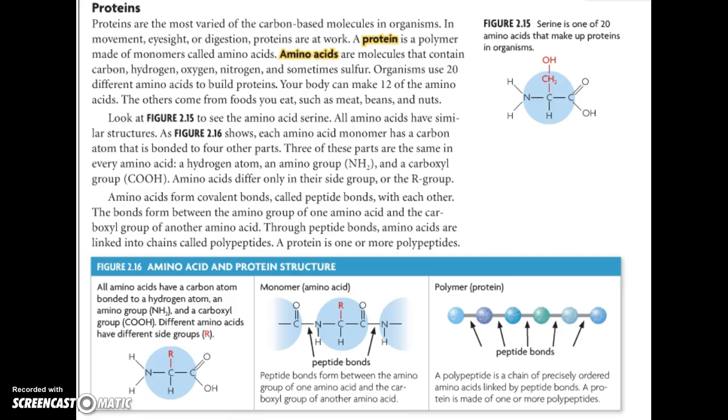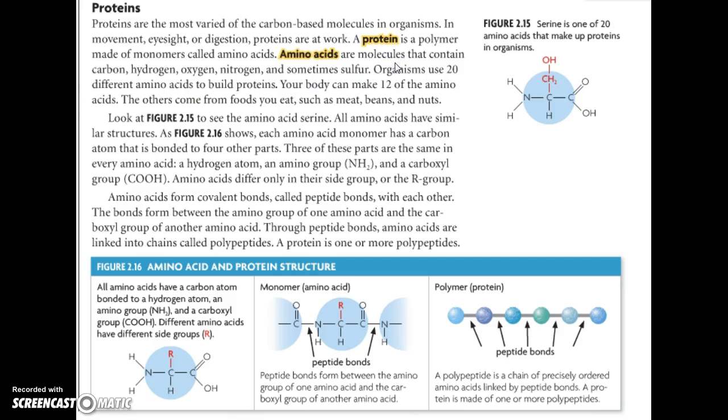Amino acids are molecules that contain carbon, hydrogen, oxygen, nitrogen, and sometimes sulfur. A few more overlaps we have with the other macromolecules. There's carbon. Carbon's there again. So is hydrogen. So is oxygen. We do have some new ones though. We have nitrogen and sulfur. But we do have some similarities with the carbohydrates as well as the lipids. Moving on.